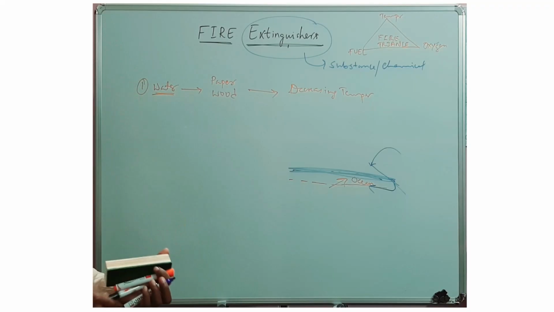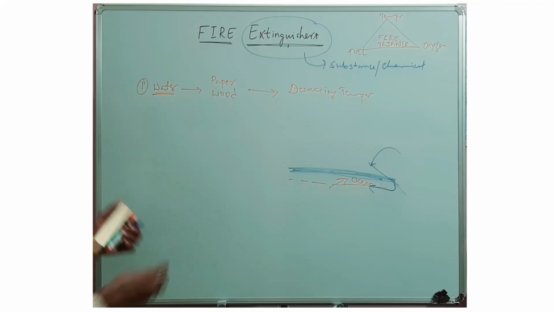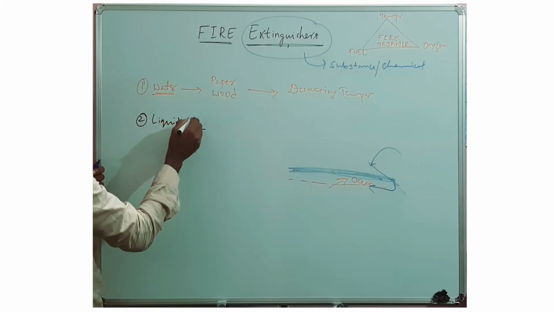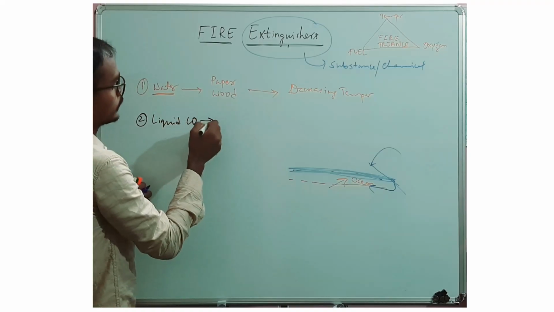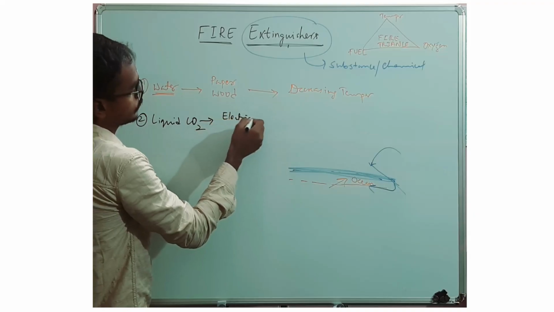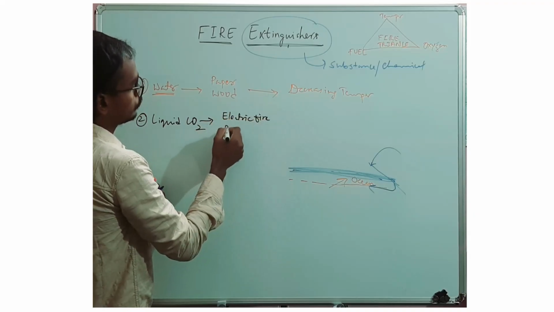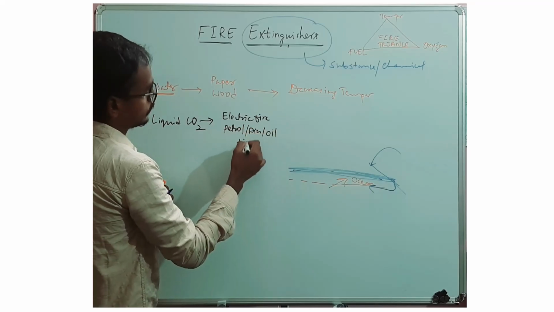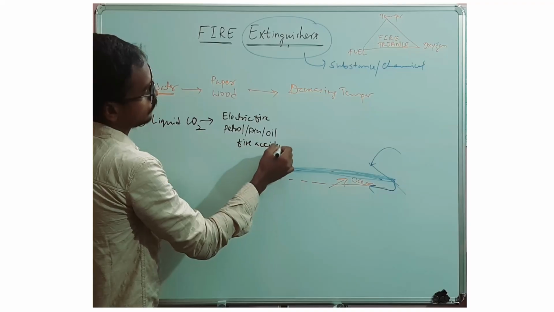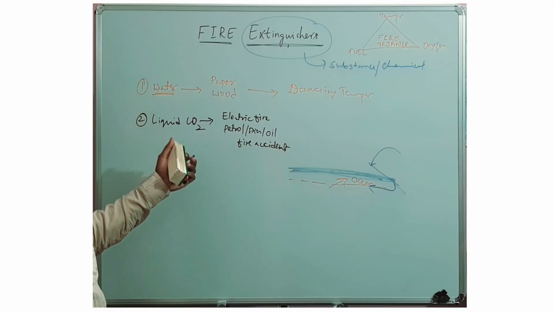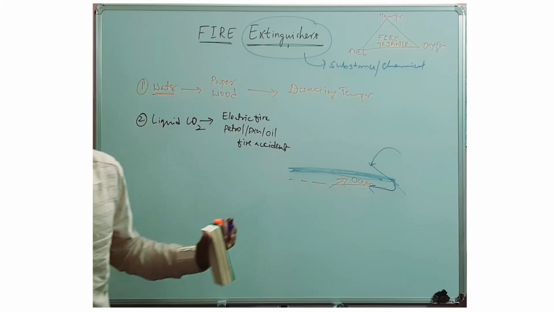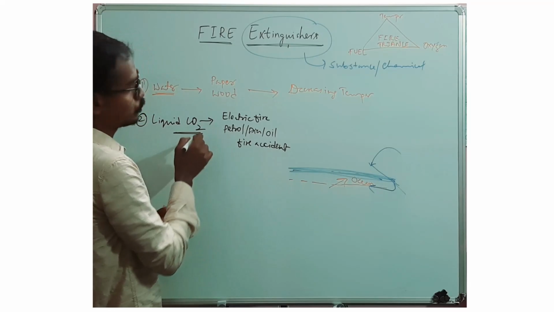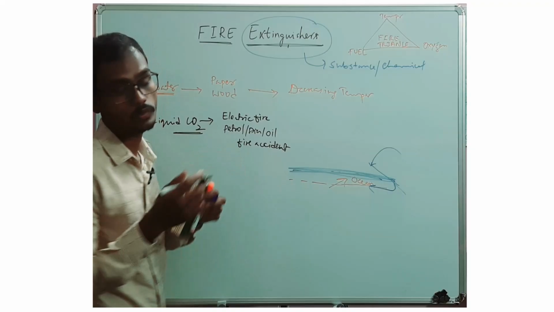Okay, what are all the other extinguishers? The next one is, I would like to quote, liquid CO2. Okay, CO2, carbon dioxide. We use this in the condition of an electric fire accident, and we also use it in petrol, diesel, any other oil fire accident. Okay. What is the reason for this? I already told you, because water is not a universal extinguisher, right? How does this liquid CO2 do the work as an extinguisher?